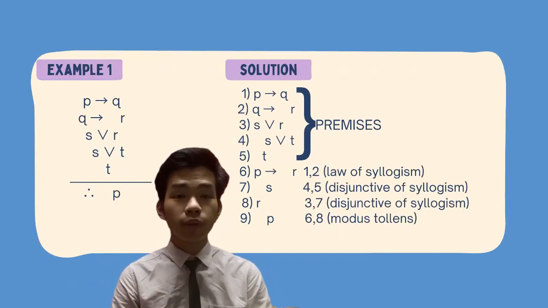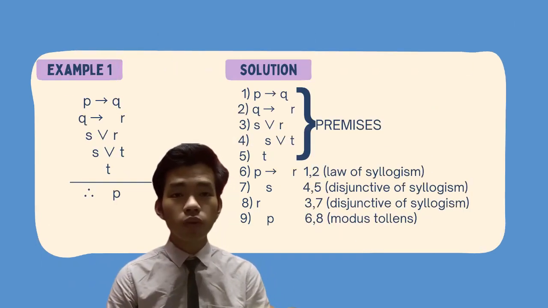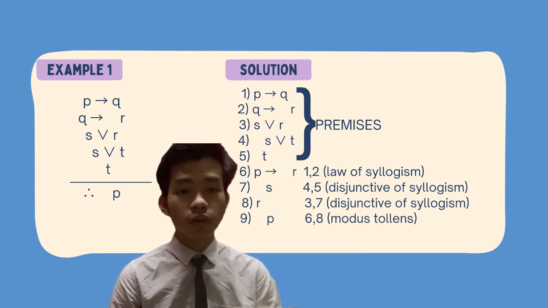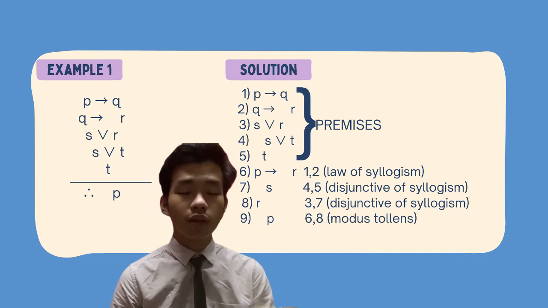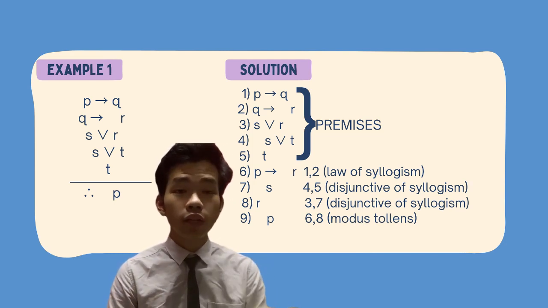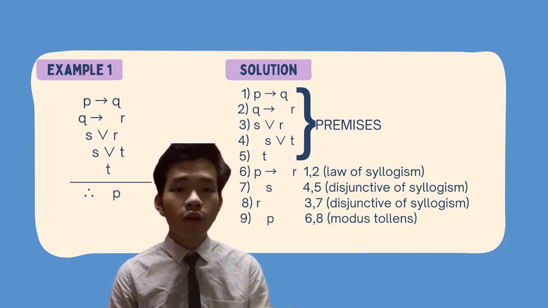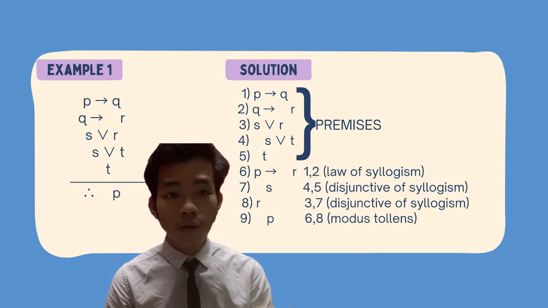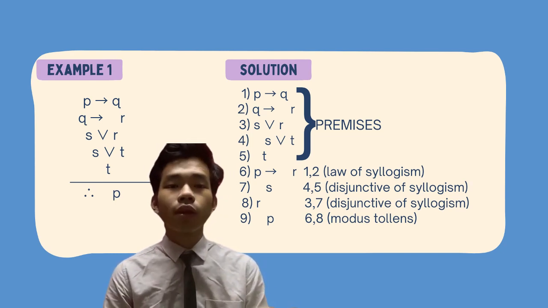Let's look at example 1. We have P implies Q, Q implies negation R, S or R, negation S or T, and negation T, therefore negation P. We need to prove this argument is valid using the rules of inference. Firstly, we need to list down all the premises from 1 until 5, like I did.